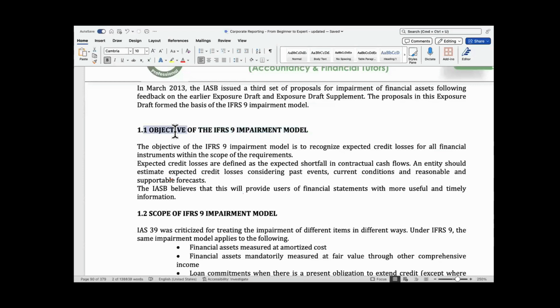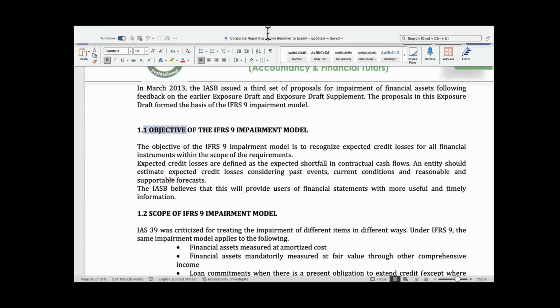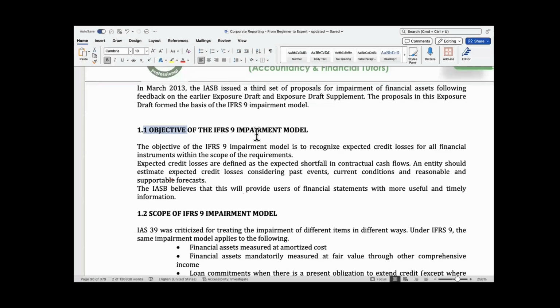That's the major objective of what I quickly want to teach you tonight: that you're expected to recognize an expected credit loss for all financial instruments within the scope that I've taught you already. I already told you the scope, which I will still show you also. So, IFRS 9 uses a model called an ECL model, expected credit loss model, to account for impairment of financial assets.